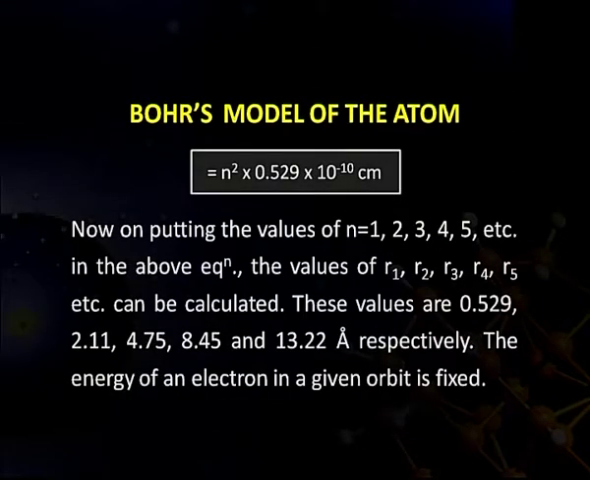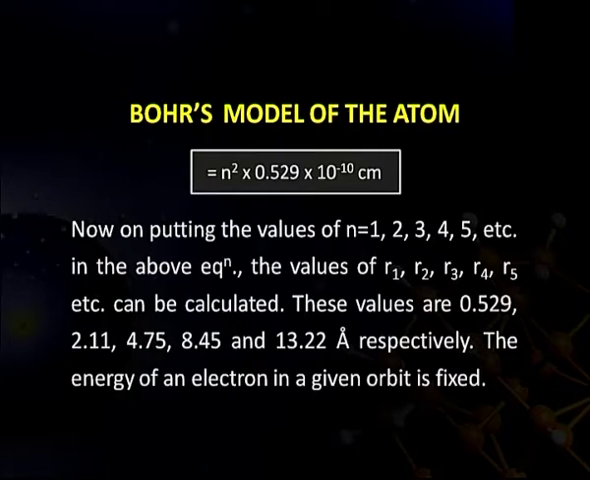Now on putting the values of n as 1, 2, 3, 4, 5 etc., the values of r1, r2, r3, r4, r5 etc. can be calculated. These values are given as 0.529, 2.11, 4.75, 8.45 and 13.22 angstrom respectively.